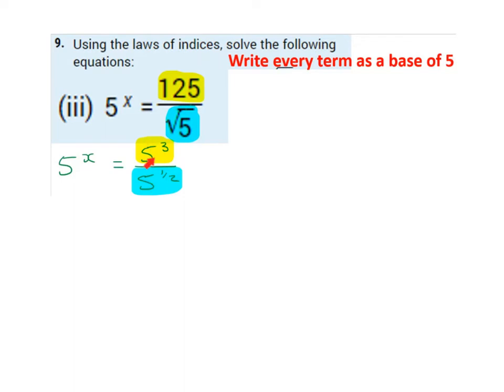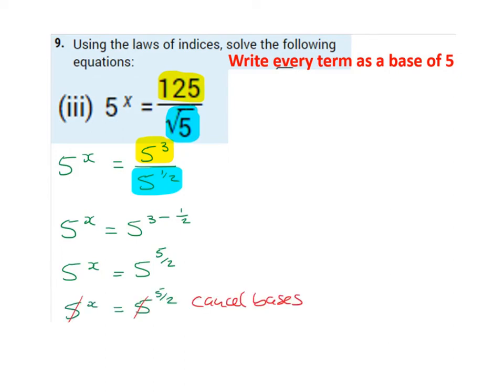Next, we're dividing powers with the same base, so we subtract the powers. So we're going to have 5 to the power of 3 minus a half. And 5 to the power of 3 minus a half gives us 5 to the power of 5 over 2. Now we have the bases the same, so we can cancel out the 5's, we can cancel the bases. And we're left with x is equal to 5 over 2.